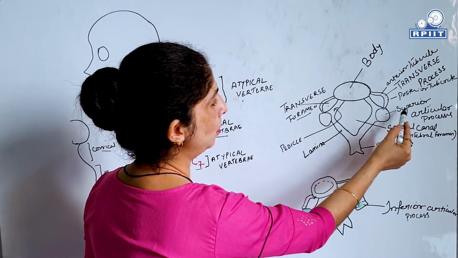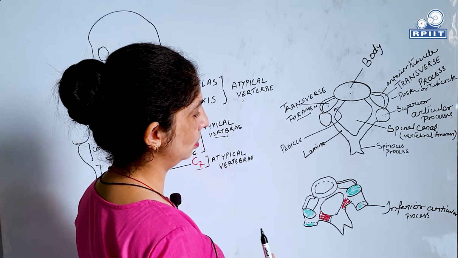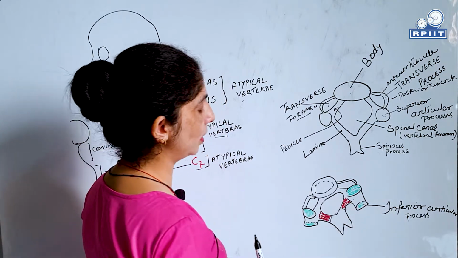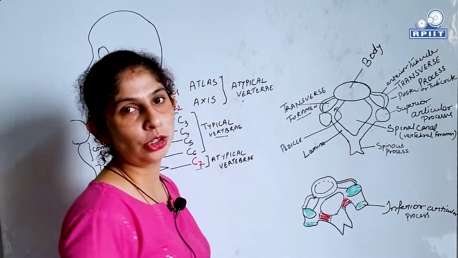The superior articular process is directed backward and upward, and inferior articular process are directed downward and forward, and both processes form the articular pillar.